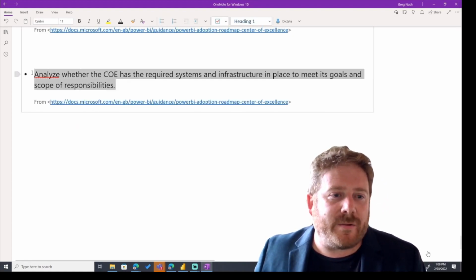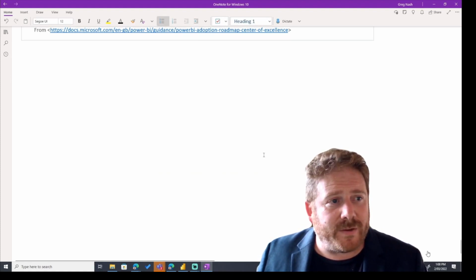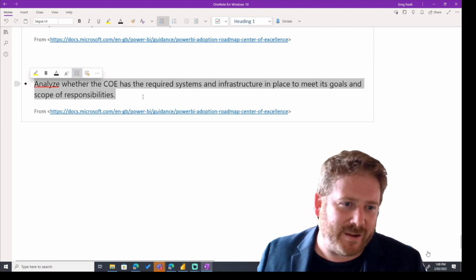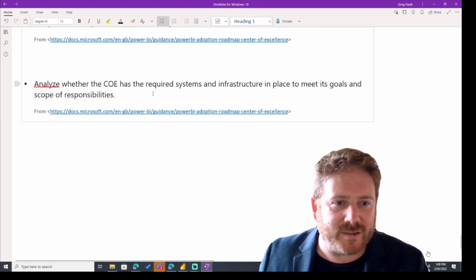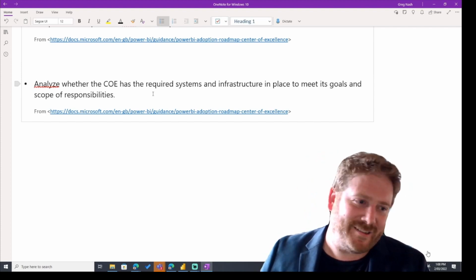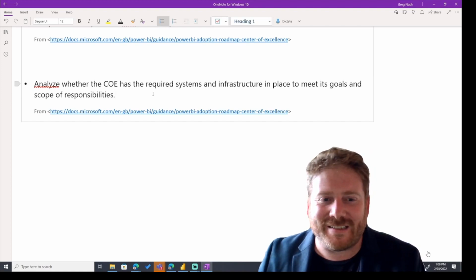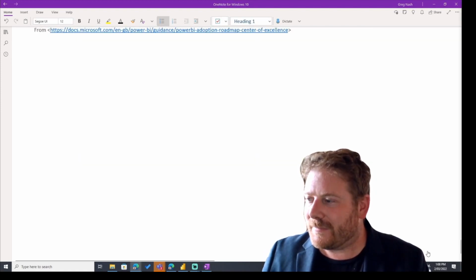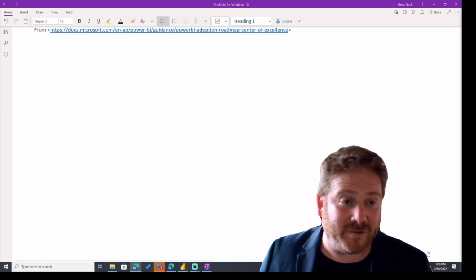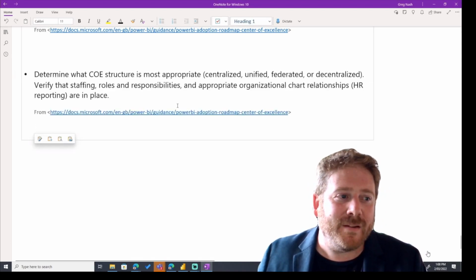Analyze whether the COE has the required systems and infrastructure in place to meet its goals. Do we have all the things we need? Do we need Power BI gateways? Do we need infrastructure associated with that? Do we need a data warehouse? Do we need a data lake? Do we need a lake house? Do we need some other storage? Do we need SQL servers? All these things need to be thought about. You can't recommend that everybody do lake housing or Synapse or something if you don't have Synapse or a lake.